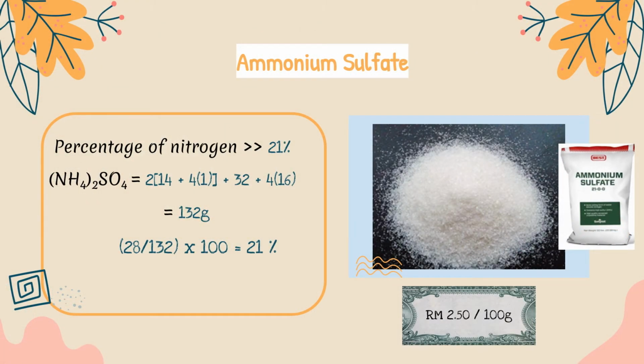The other fertilizer that is high in nitrogen content is ammonium sulfate. So, let's calculate the percentage of nitrogen in ammonium sulfate fertilizer. The molar mass for ammonium sulfate, (NH4)2SO4, is 132 gram. The mass of nitrogen found in ammonium sulfate is 28 gram and we divided 28 by the molar mass of ammonium sulfate, which is 132, then times it by 100 and we got 21% of nitrogen. The cost that we need for ammonium sulfate fertilizer is RM2.50 per 100 gram.